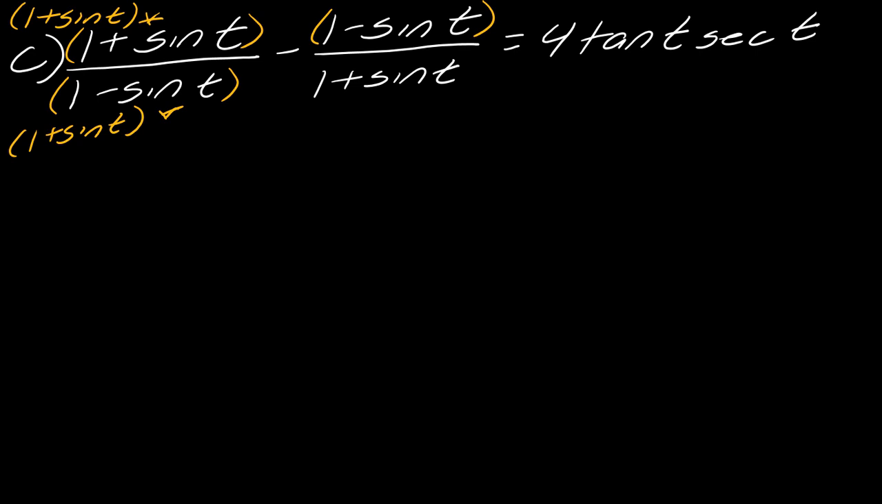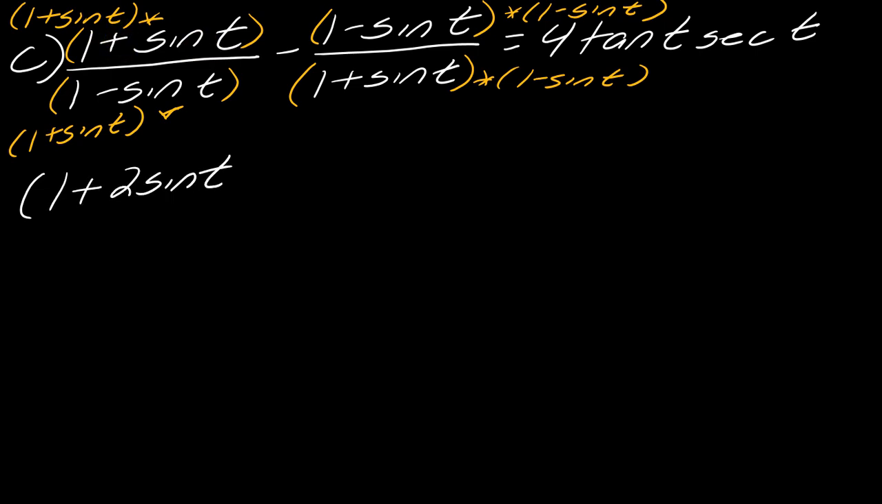So to this fraction, I'm going to multiply. I need this to be 1 minus sine t, so I get that same denominator, so times 1 minus sine t over 1 minus sine t. Okay, so we got a bunch of stuff to work out here, so I'm going to start multiplying. If I multiply this set of parentheses with this set of parentheses, that's going to leave me with 1 plus 2 sine t plus sine squared t.